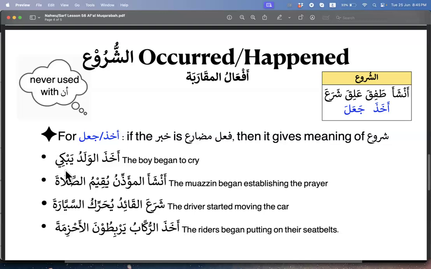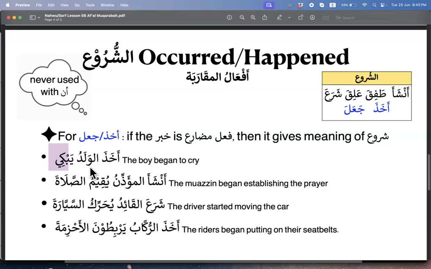What kind of fi'il? Madi or mudhari? Yes, this is mudhari. Okay, baka yabki, to cry. So we said that akhadha's khabar must be fi'il mudhari. So here we have fi'il mudhari. So we don't say the boy took the crying. We say, or the boy took while he is crying, also not.